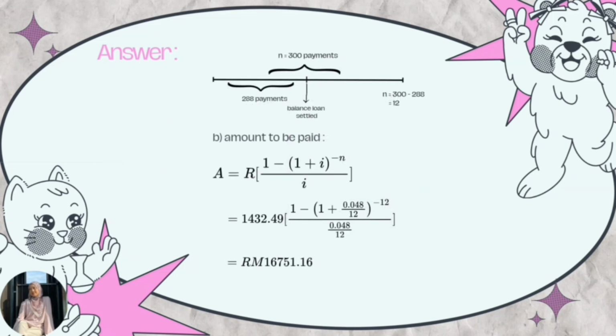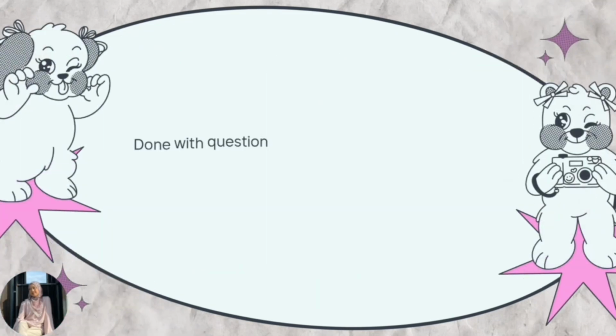Question B, N equals 300 minus 288. We can get 12. Amount to be paid for R, we can use the previous answer, equals 1,432 ringgit 49 cents brackets 1 minus bracket 1 plus 0.048 divided by 12 brackets to the power of negative 12, divided by 0.048 divided by 12, and you can use your calculator and you will get 16,751 ringgit 16 cents. Done with question 1.